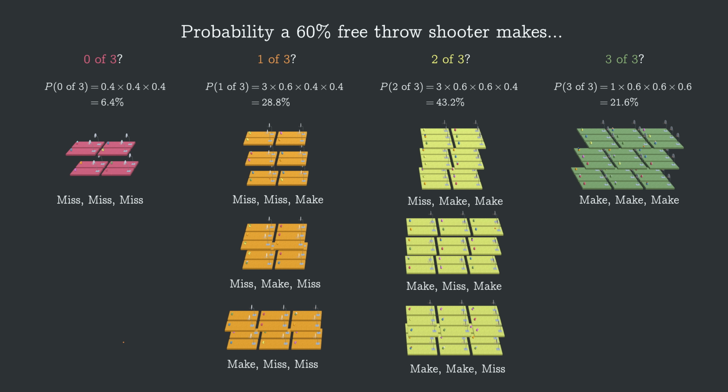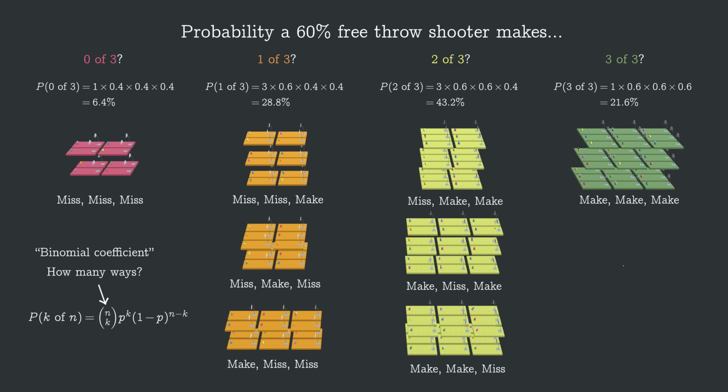So we have this pattern of counting the number of specific ways to make a certain number of shots, and then multiplying that by the probability for each of those specific ways, which again are always the same. And that's exactly what this formula does. This bit here stands for the number of ways to get k makes out of n total shots. It's called the binomial coefficient.